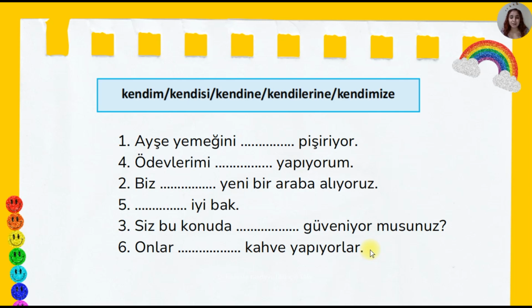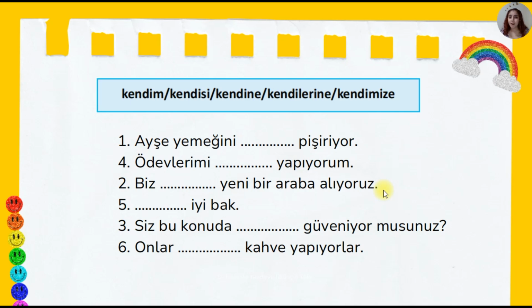Okay. Ayşe yemeğini blah blah pişiriyor. She is cooking her food by herself. I want to say kendisi pişiriyor. Ödevlerimi blah blah yapıyorum. I'm doing my homeworks by myself. Kendim yapıyorum.